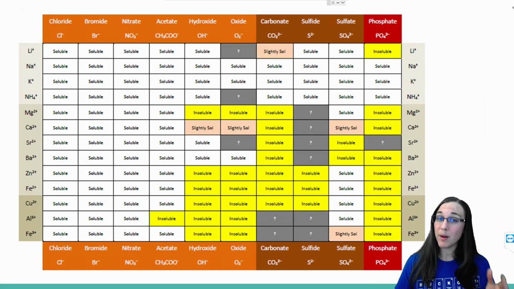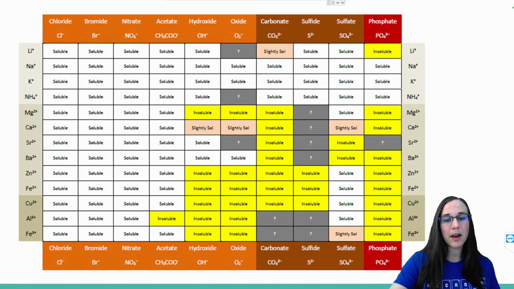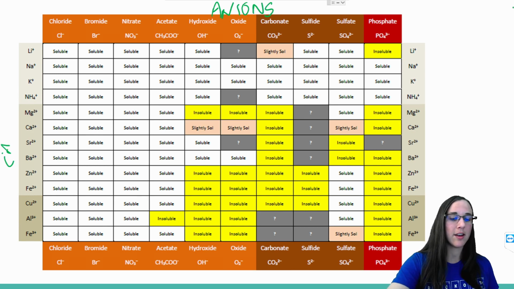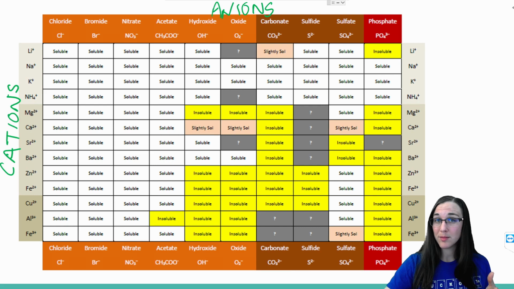Here's another way you can represent your solubility rules. You could pair your anions of interest on one side of a table and your cations on another. Then as you read across the columns and the rows, you can see if something is soluble or insoluble.